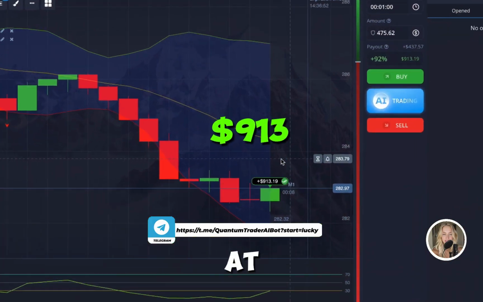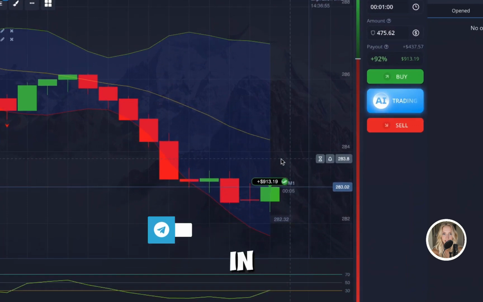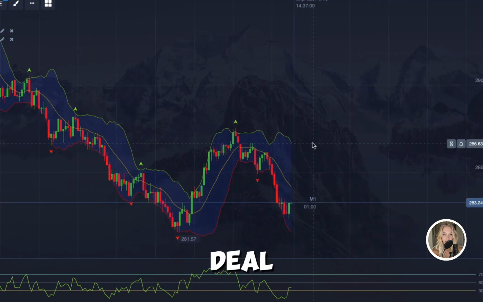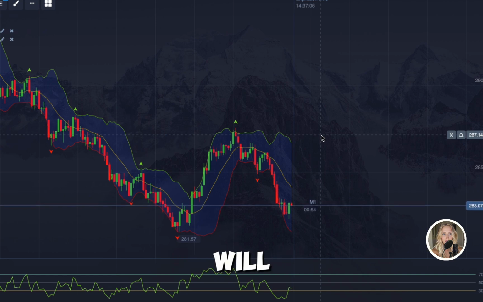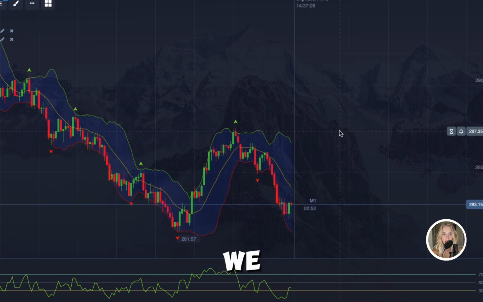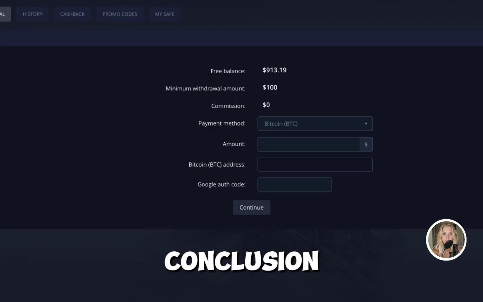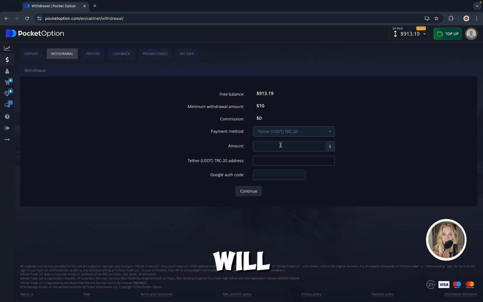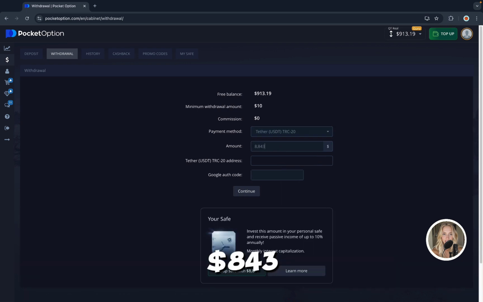And the position in the last seconds closes in plus perfectly. Very tense moment, very tense deal. Let's probably finish today's trading process on this result, 100%. We will fix the profit and go to the conclusion. The sum of today's profit will be $843.